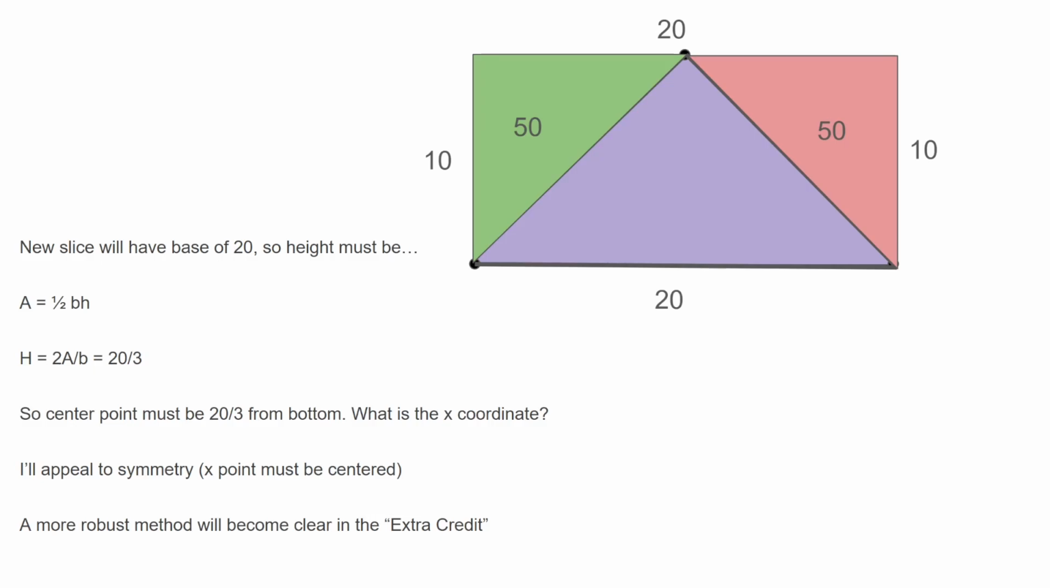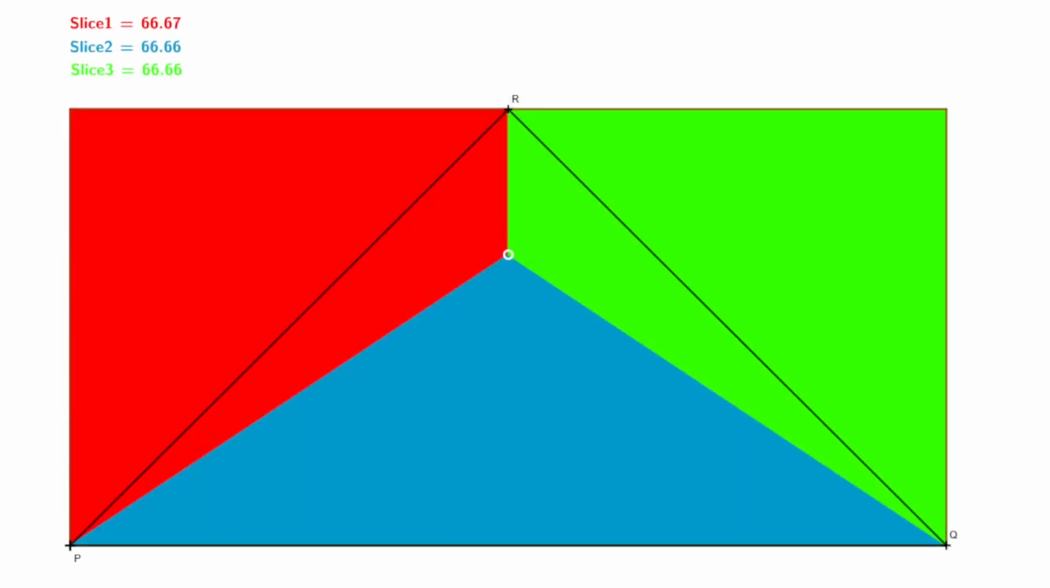And now I'm going to switch gears and talk about the extra credit for a bit. Here I have this nifty diagram showing what the rectangle is going to look like when it's all sliced up. You can see there are areas indicating how big each slice is, and they're all roughly 200 thirds. Now I'm manually dragging these points around, so it's not exact, but this is roughly what that cake's going to look like when I split it up.